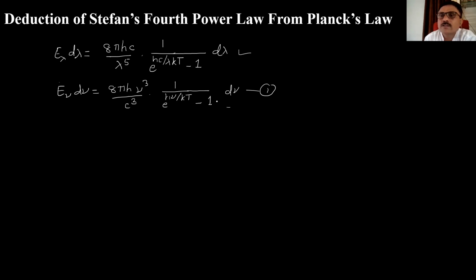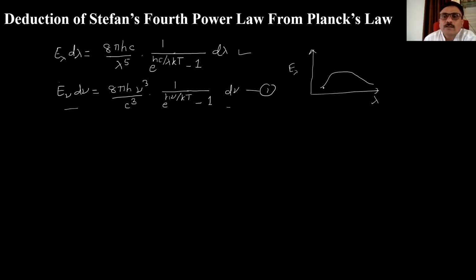frequency. So this equation tells the energy density in the range between frequency nu and nu plus d nu. Now we have seen that if you look at the black body radiation spectrum, this is nothing but E lambda against lambda graph, and for a particular temperature, the nature of the black body radiation spectrum is like this.